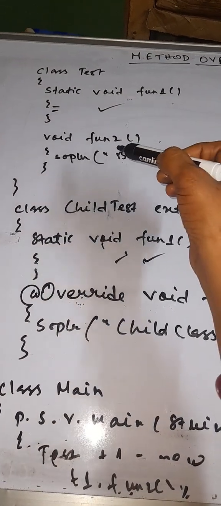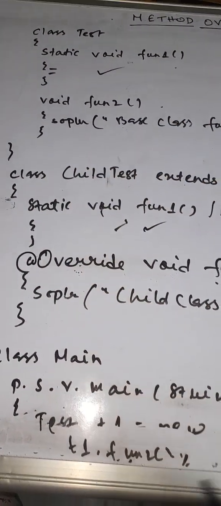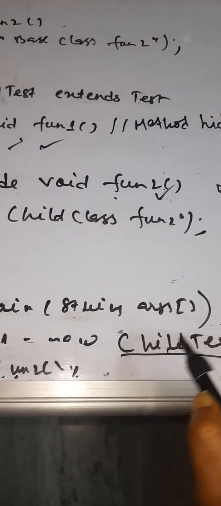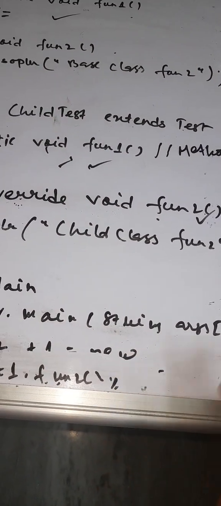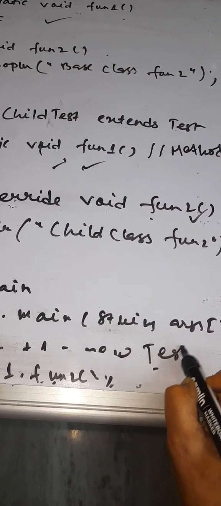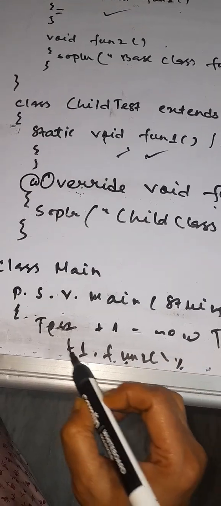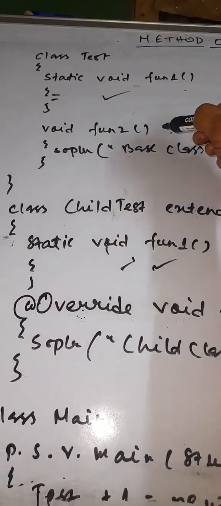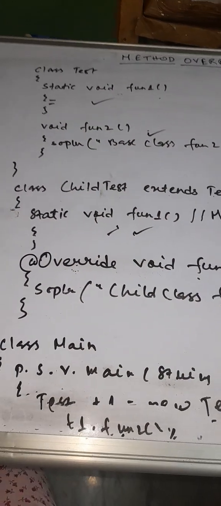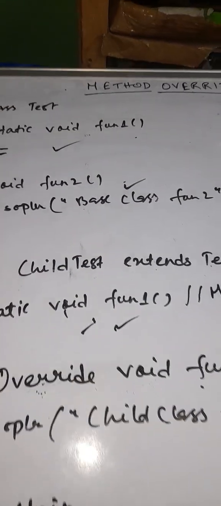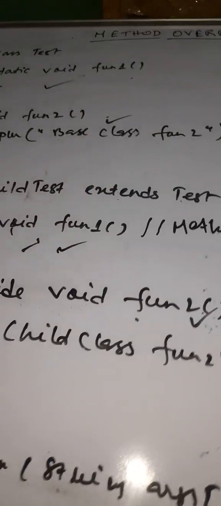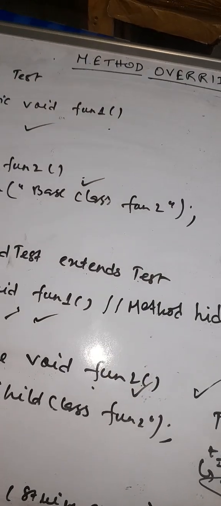If you want to call the base class method, you should create the object of the base class. Then if you call t1 dot fun2, the base class fun2 method will be called. Clear? So a static method can't be overridden. If you try to override a static method, this is known as method hiding. Clear?